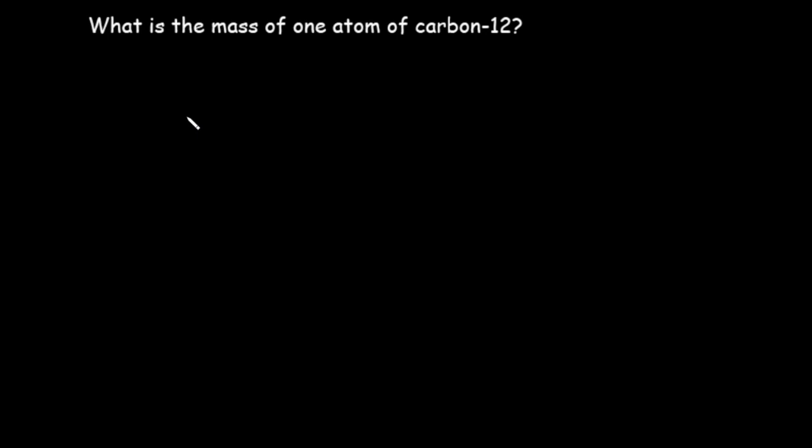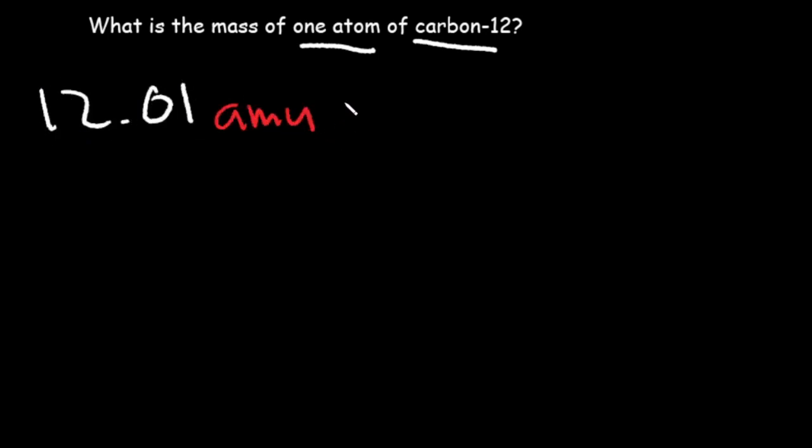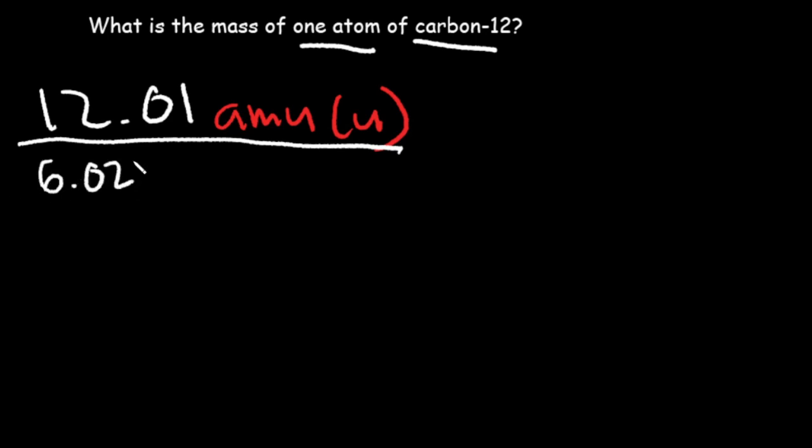So over here we have the question, what is the mass of one atom of carbon-12? So first, the molar mass of 1 mole of carbon-12 is 12.01 AMU, or U for short. We're trying to find the mass of one atom. In 1 mole of carbon, there are 6.022 times 10 to the 23 atoms of carbon.